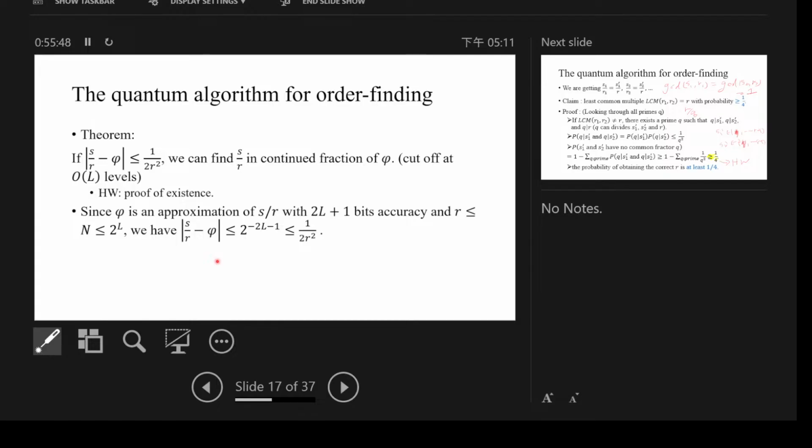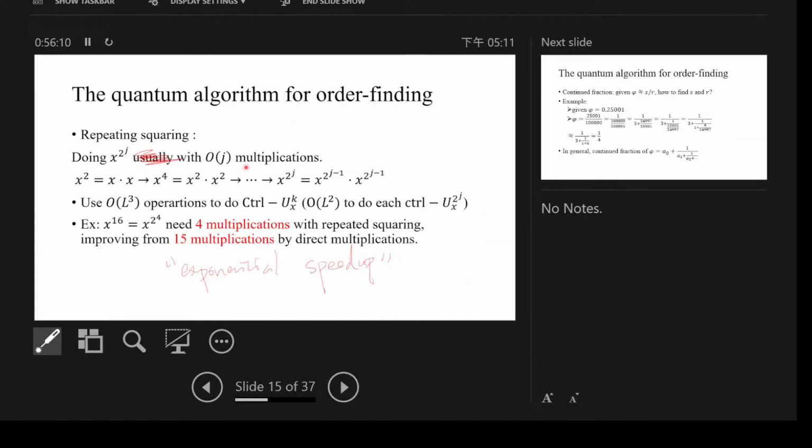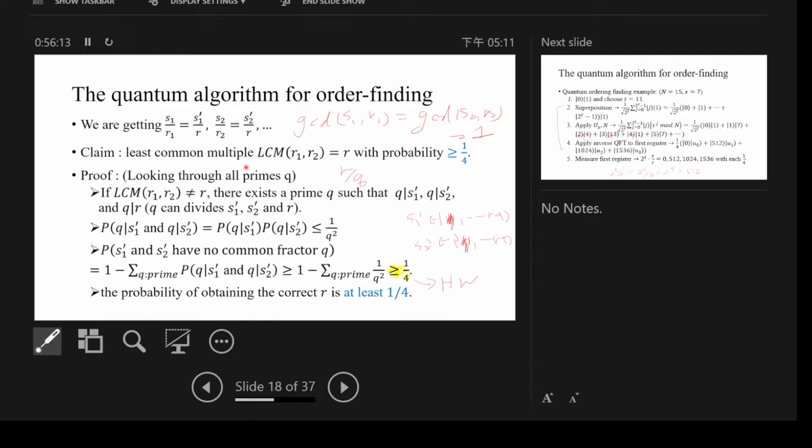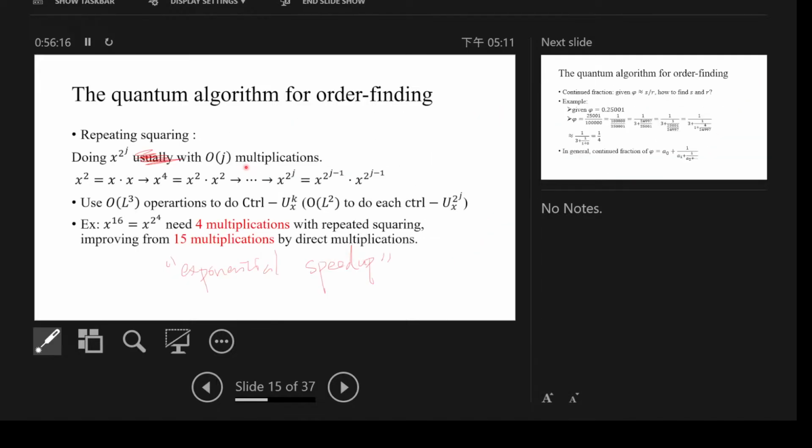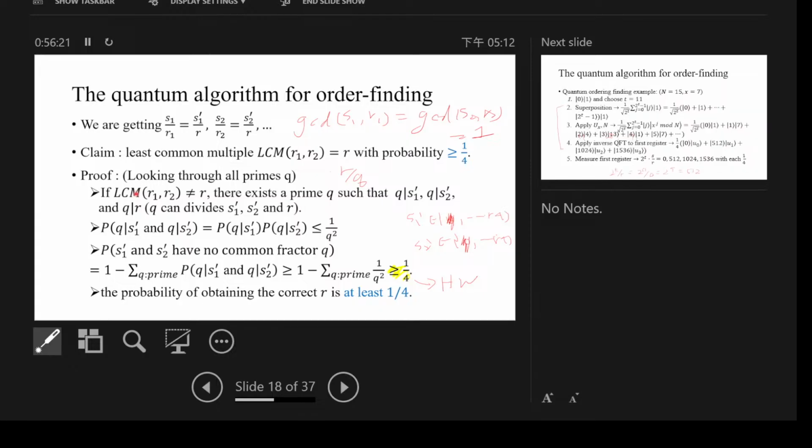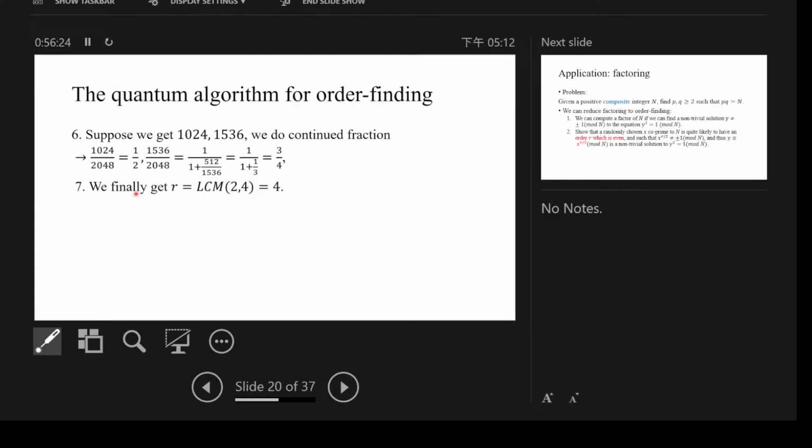So you pick your T bigger than this, and then you add a bit of extra base, and you can do phase estimation here. So T equals 2L plus 1, and repeated squaring has this L cubed cost.